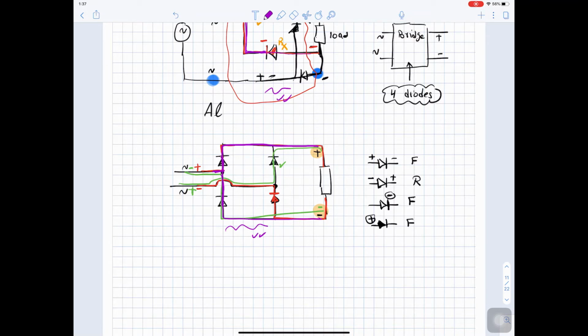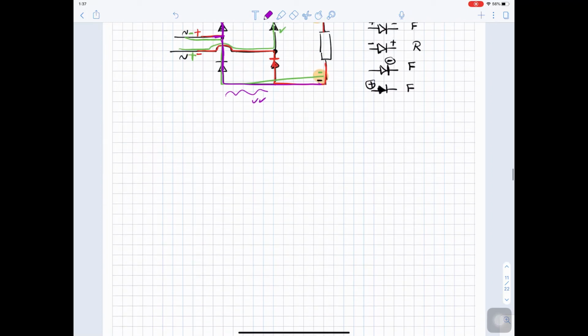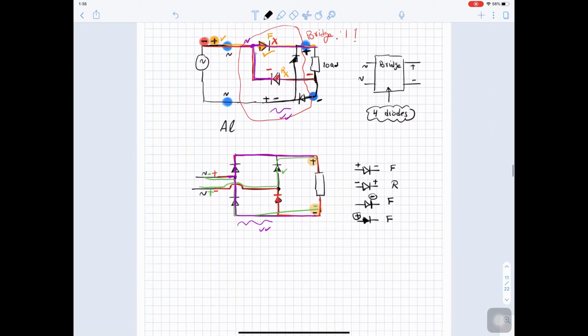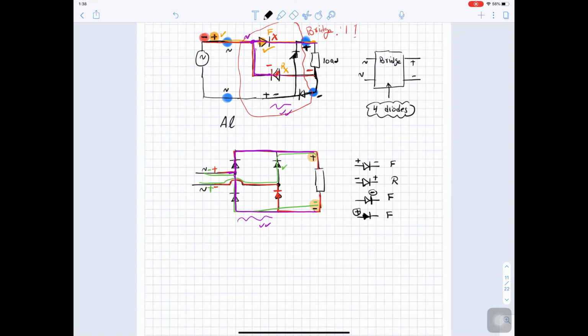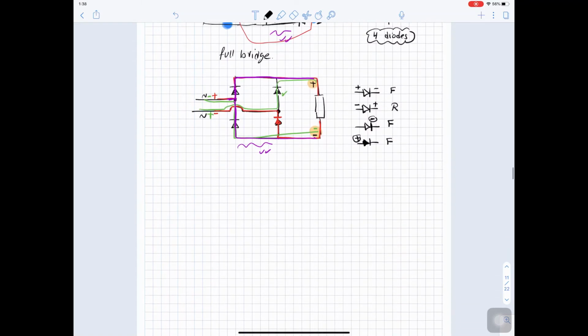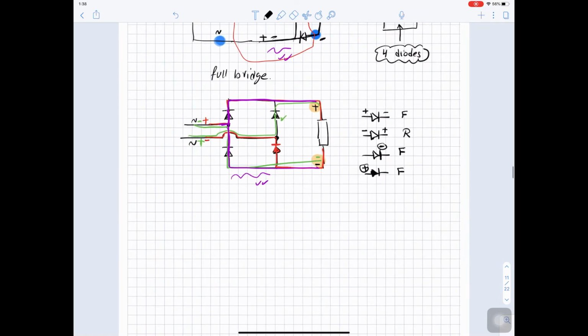So we call this connection the full bridge, and we call this circuit the full wave rectifier. So we call this circuit the full bridge, and we call this application the full wave rectifier. So we have the half bridge and we have the full bridge. The half bridge is the half wave rectifier, and the full bridge is the full wave rectifier.